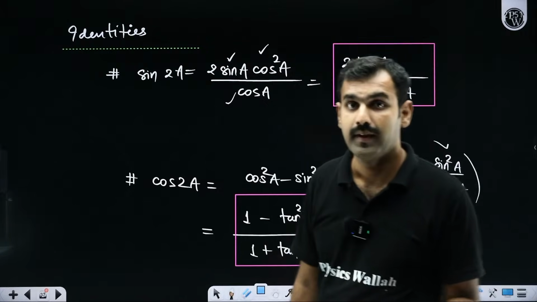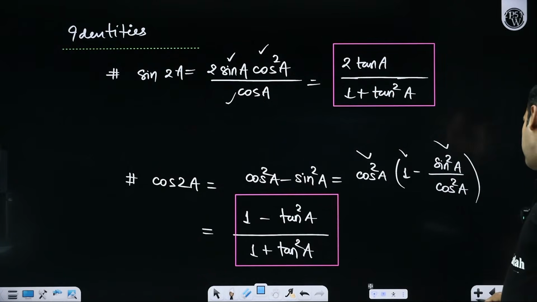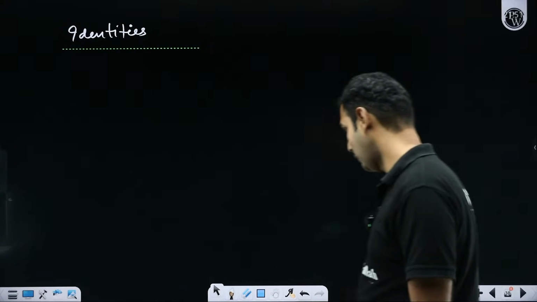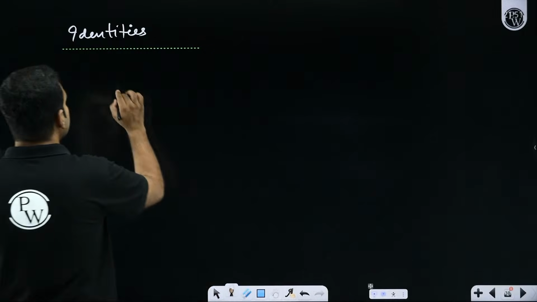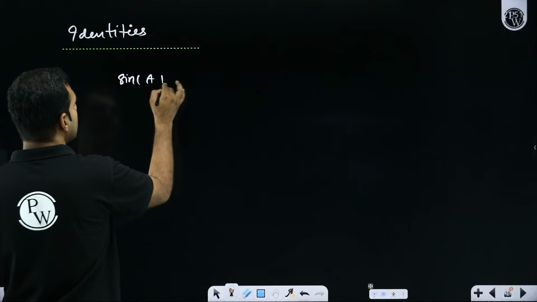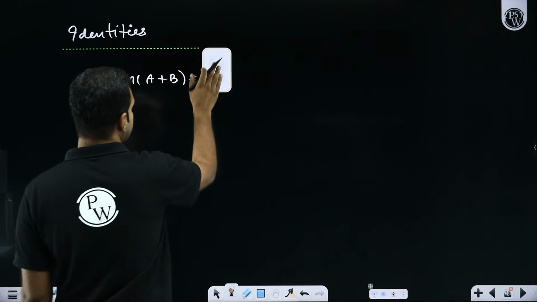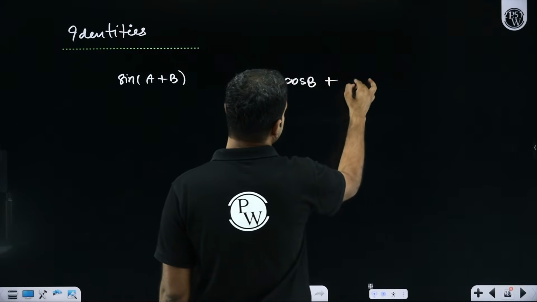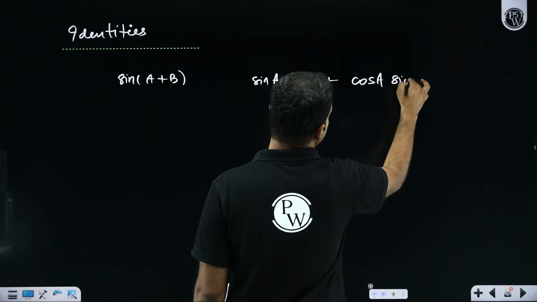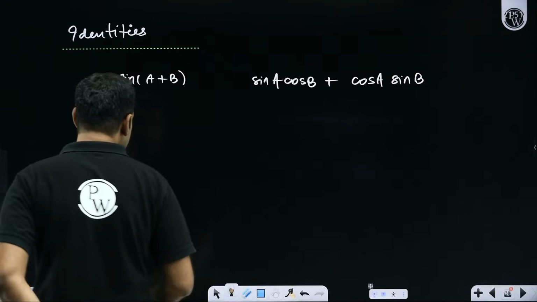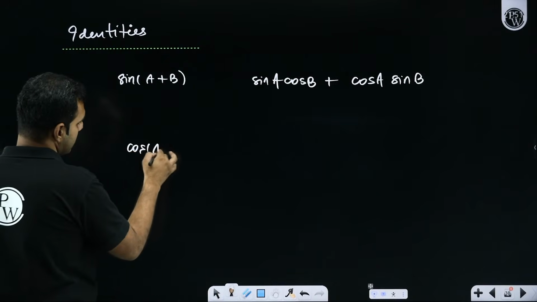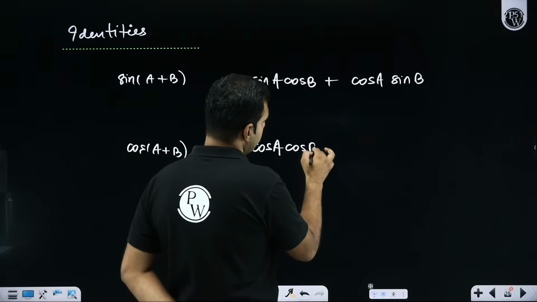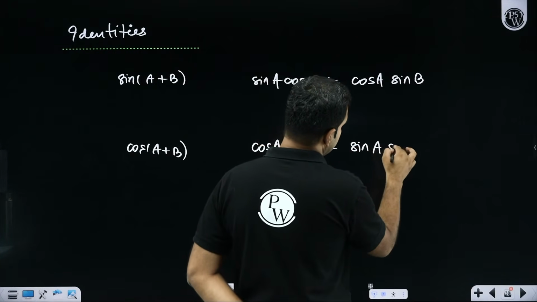Do you all agree? Now, based on that only, let me develop a few more. Sir, are you serious about that? Yes. What is sine A plus B, students? Sir, sine A plus B is sine A cos B plus cos A sine B. What is cos A plus B, students? Sir, cos A plus B is cos A cos B minus sine A sine B.